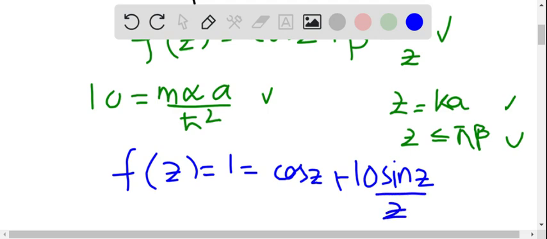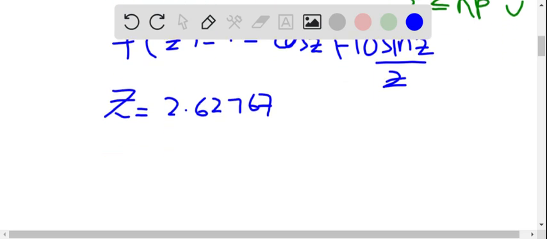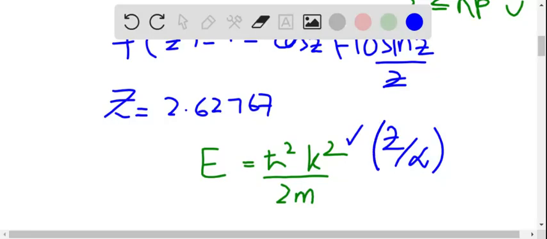So using MATLAB, we'll get that the value of z is equal to 2.62767, right? And now we will start with finding out the energy. So the energy is equal to h cross square times k square divided by 2m, right? Now the expression for k is z divided by a.